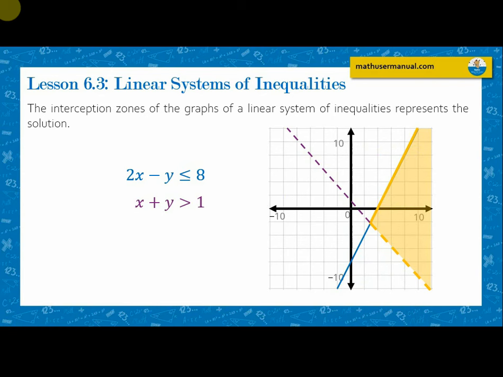So that's why we find regions for linear systems of inequalities, because for any point in that region, we find its x and y coordinates, and as we plug them into our linear system of inequalities, they are going to meet the criteria of the two inequalities. So one more time, a linear system of inequalities has different solutions, a region of solutions.